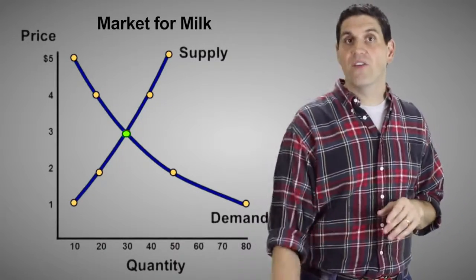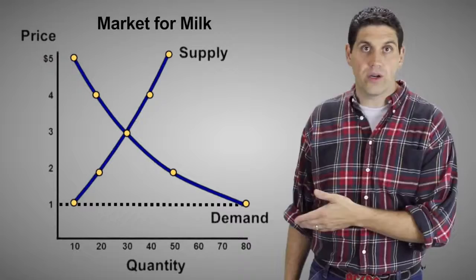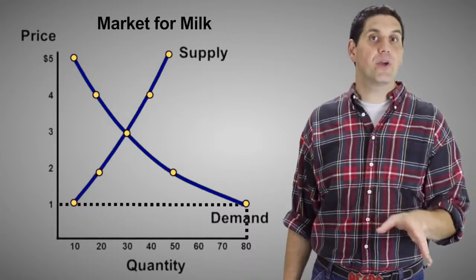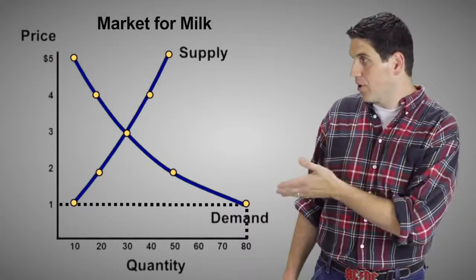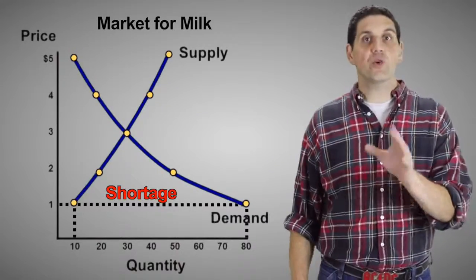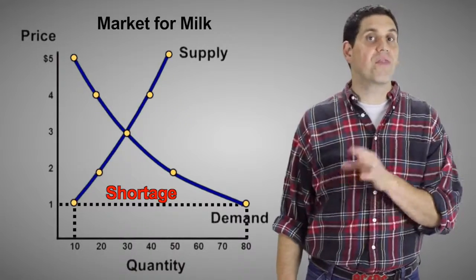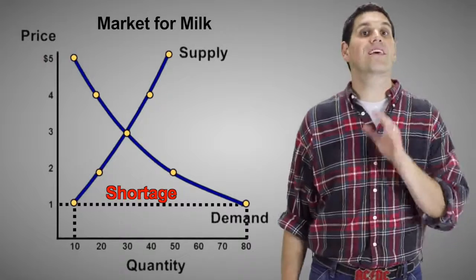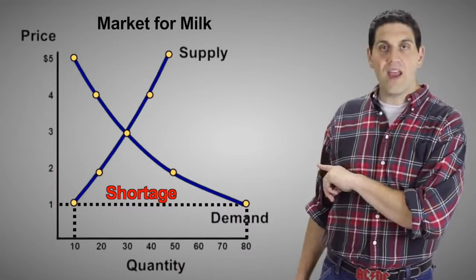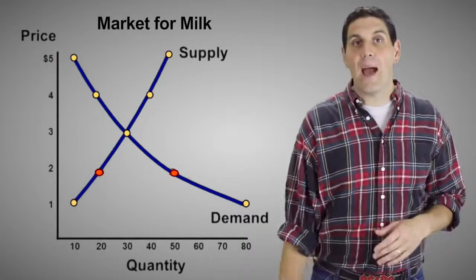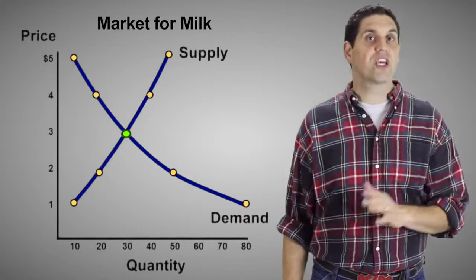But what if price fell even further than that and it fell down to $1? So at a low price, consumers want to buy 80 gallons of milk. But producers don't want to produce very much, right? They're only going to produce 10 gallons of milk. And this creates a shortage. A shortage is when the quantity demanded is greater than the quantity supplied. And how much is the shortage in this situation? Well, it's 70 gallons. The quantity demanded of 80 minus the 10 quantity supplied. And again, unless something weird is happening in this market, the shortage is going to fix itself.